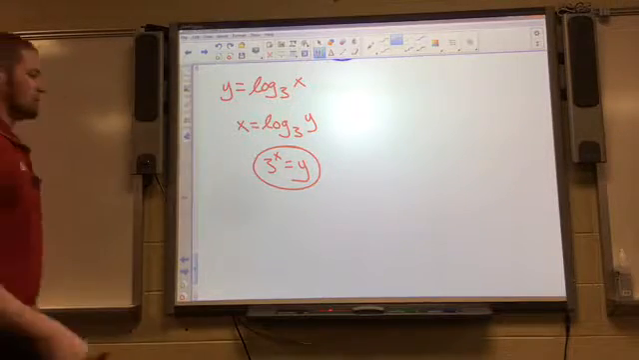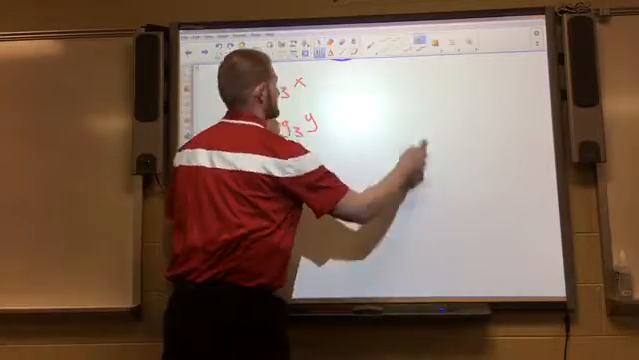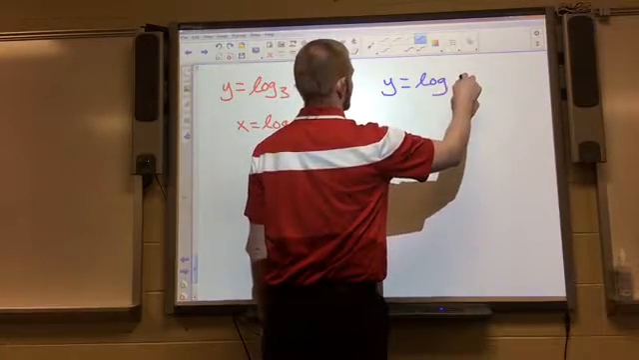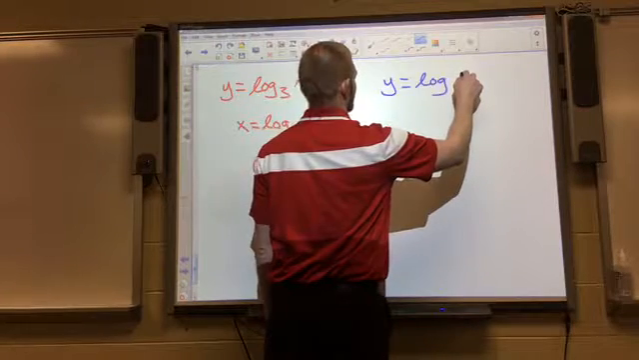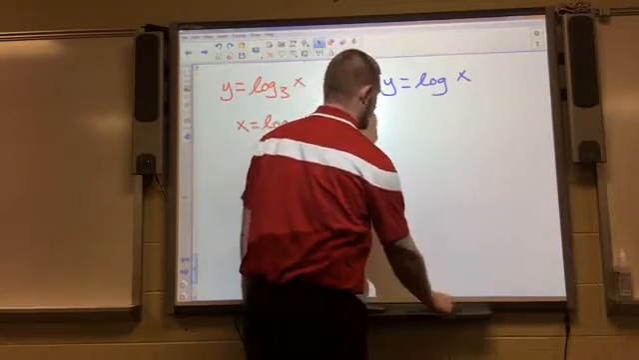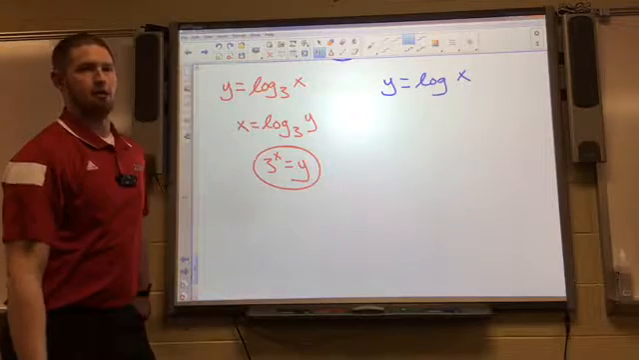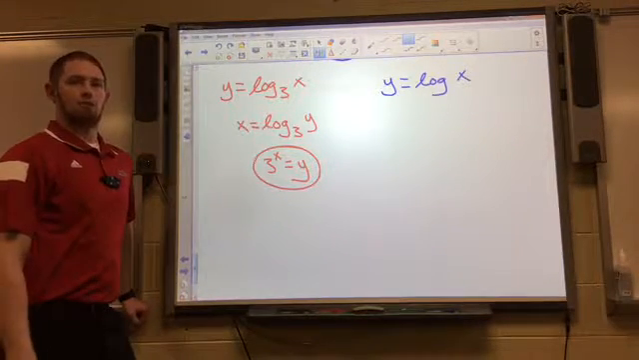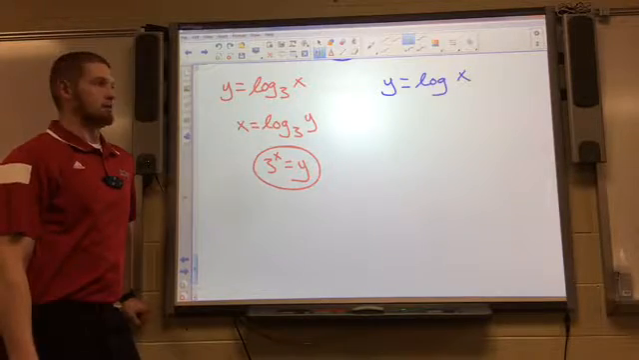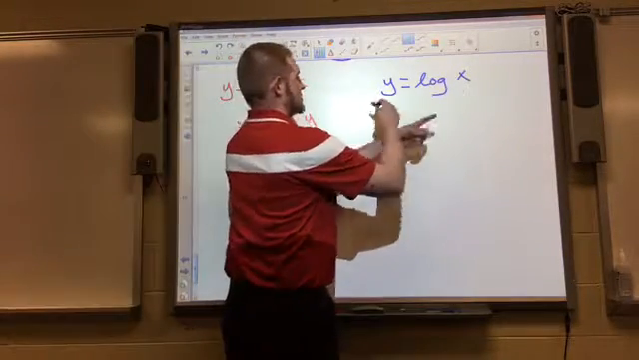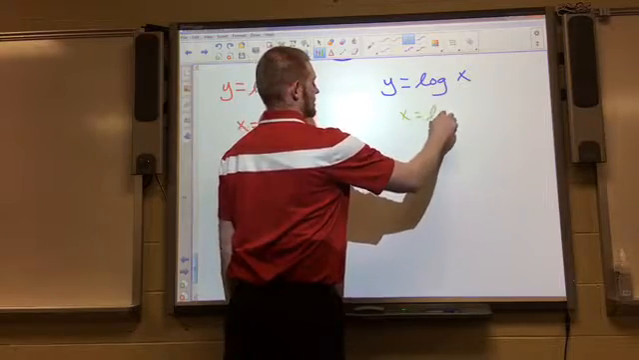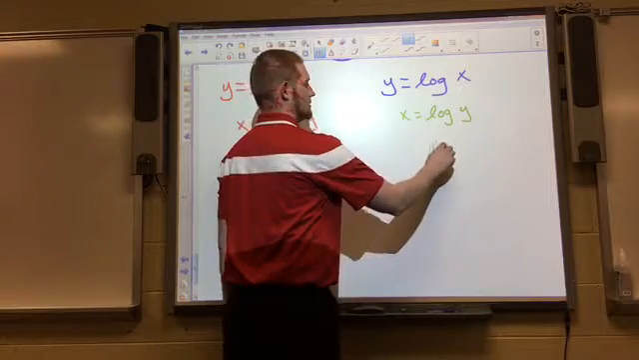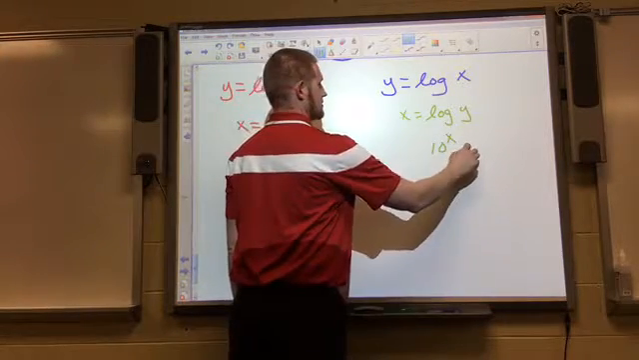Okay? So let's do one more of those since I confused you guys. y equals log of, we'll just go x here. Now I skipped out on one thing. What did I leave out? The 10. Okay, I just want to make sure everybody knows that's the 10. Switch your x and your y, so you have x equals log of y. So your answer is 10 to the x equals y.